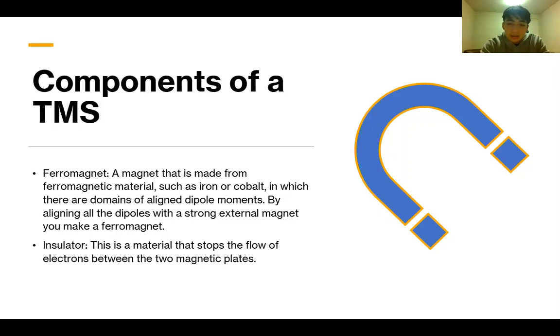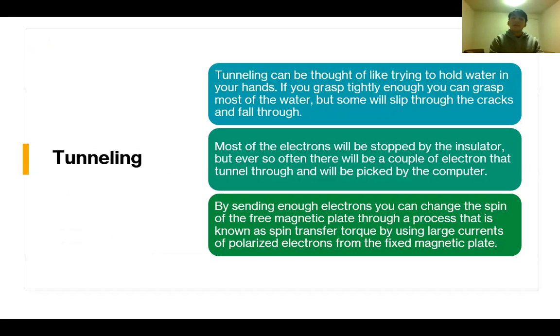Insulators, a lot less complex. This is just a material that stops the flow of electrons between the two magnets. Although, like I said in the last slide, this isn't always going to be the case because of this concept known as tunneling. Now, tunneling, I like to think of it as you're trying to hold water within your hands.